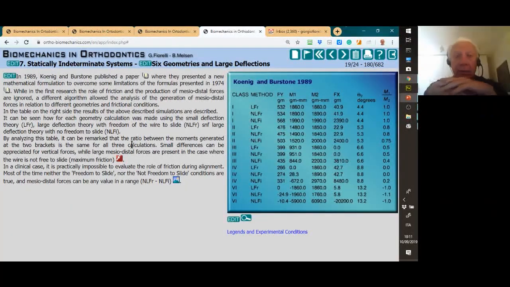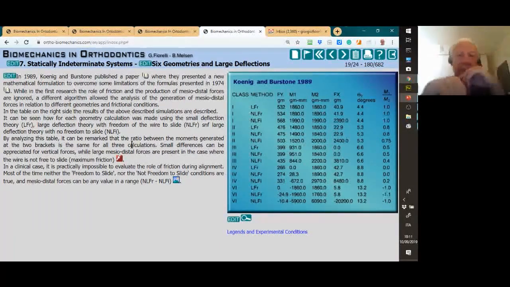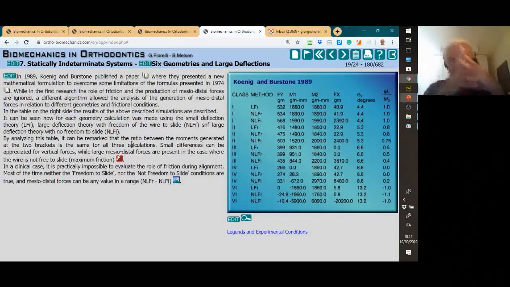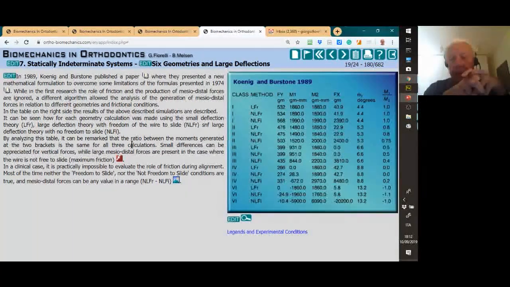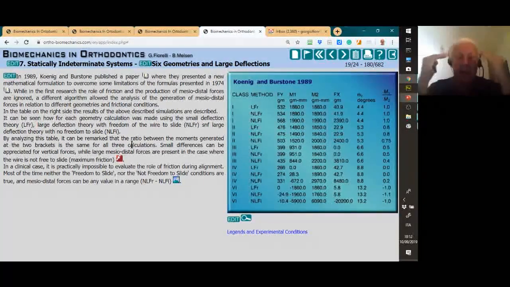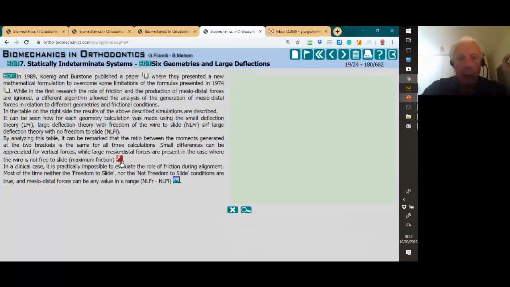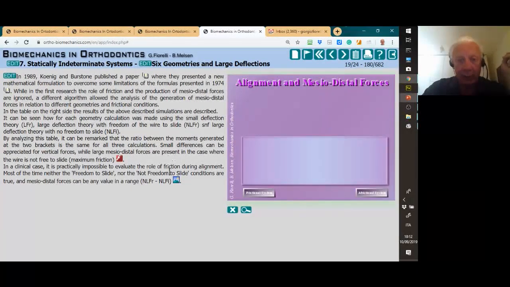For what concerns mesiodistal forces, I have said to you that we have the possibility of generating mesiodistal forces. This can be generated by friction, and I've already told you this.